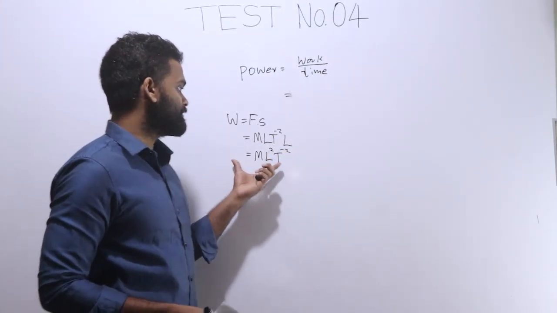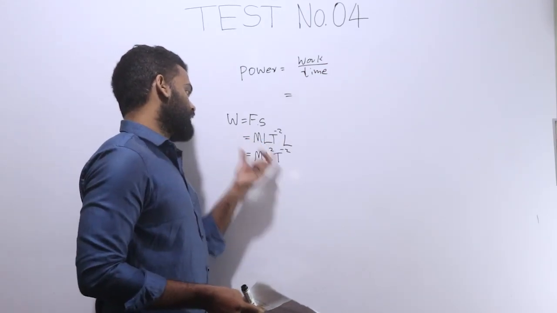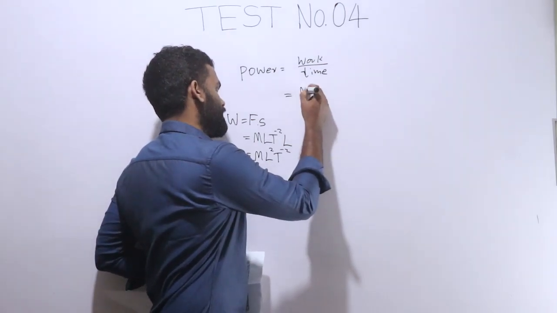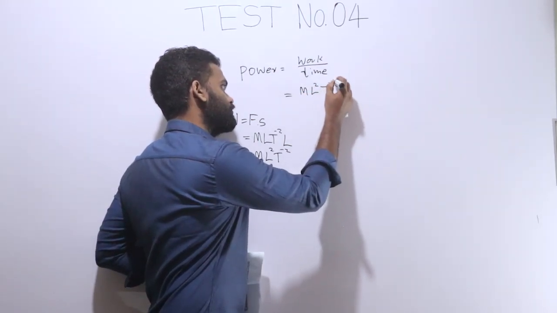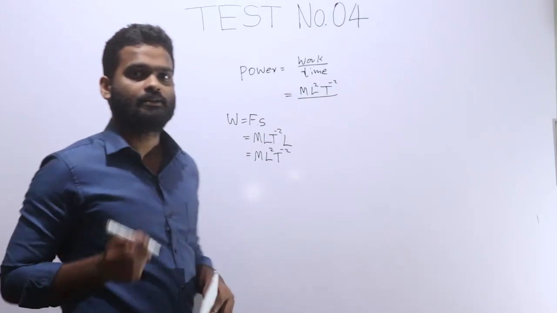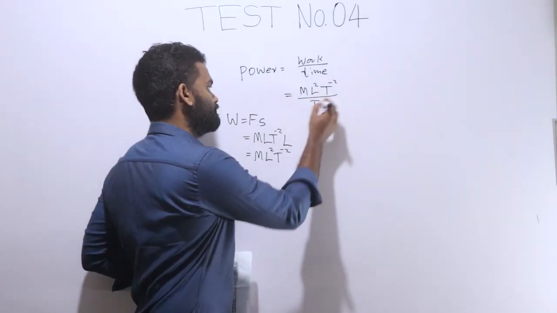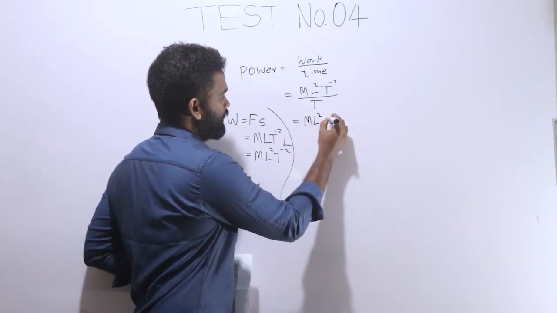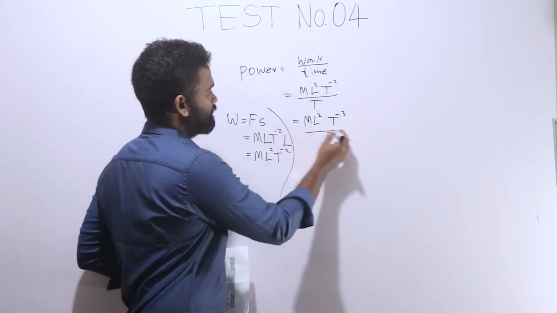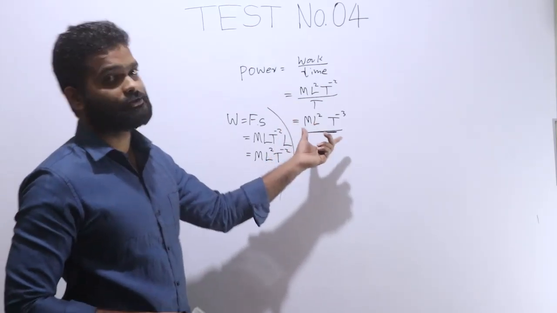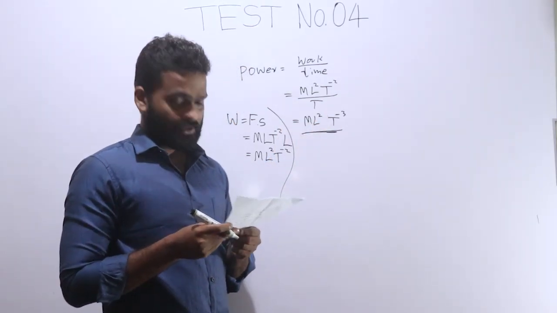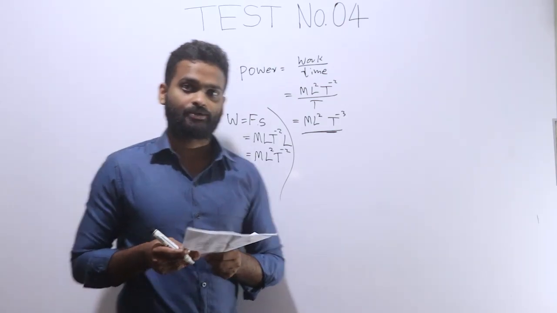So this is the dimensions of work. I'll substitute it here, M L squared T minus 2, and then divide it by time. Then you get M L squared T minus 3. So this is the dimensions of power, and the answer should be the 4th option for the second question.